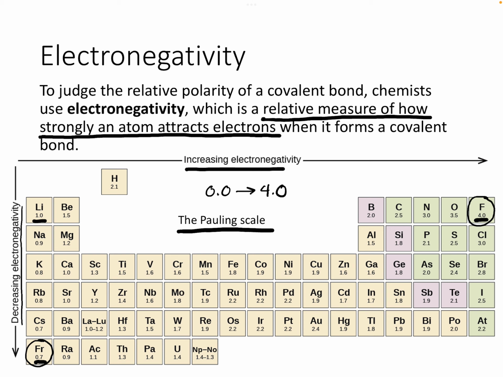Okay, so we can use these numbers to figure out where electrons are hanging out in a molecule. And that way we can figure out the bond polarity. So which side of the molecule is partially positive, which side of the molecule is partially negative. And later on, that's going to help us determine how molecules attract each other. So that'll become important.